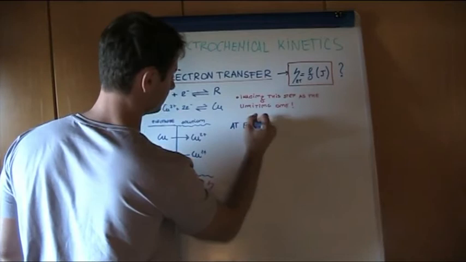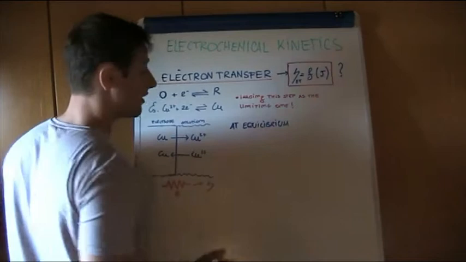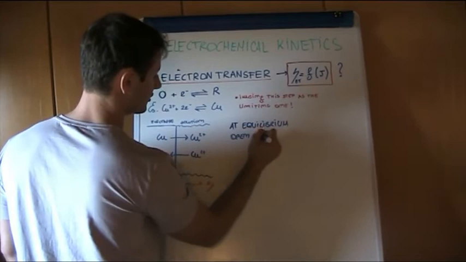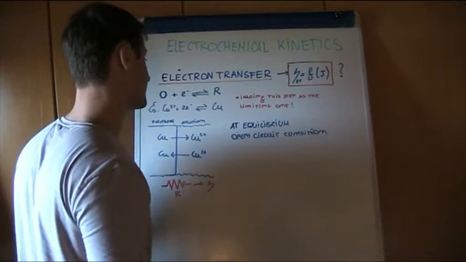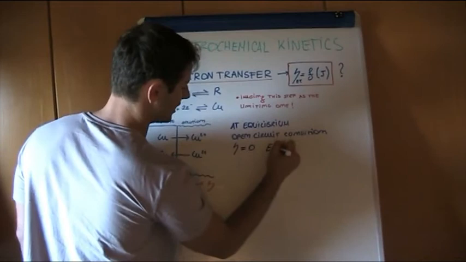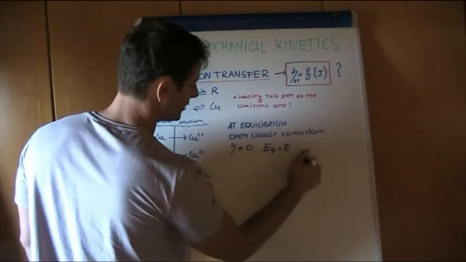so when we are in an open circuit condition, thermodynamically reversible, when the resistance is infinite, we can say that the overpotential is zero, because of the equilibrium potential, which could even be expressed in this way. This is the equilibrium potential.